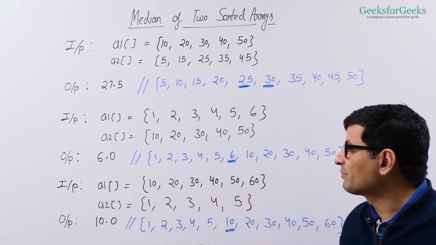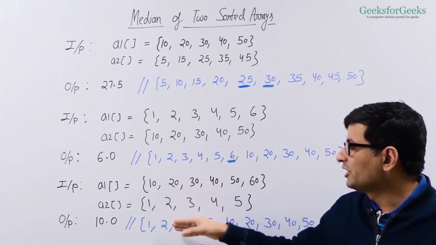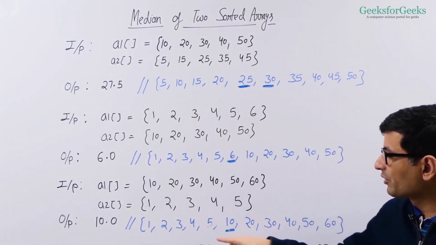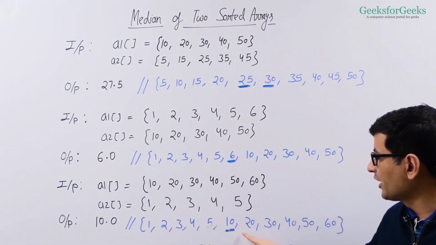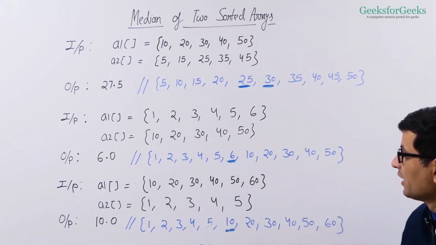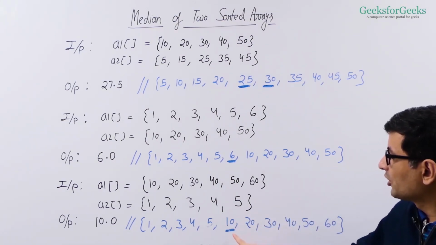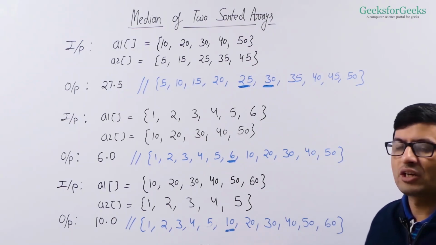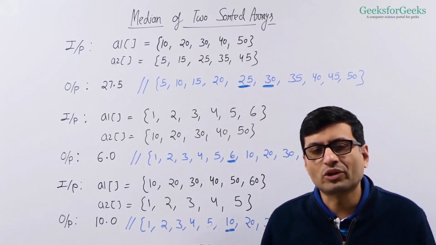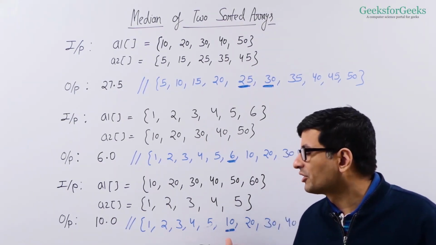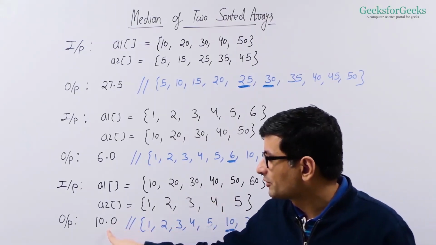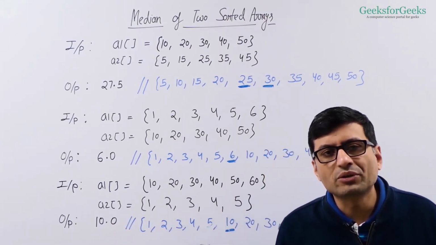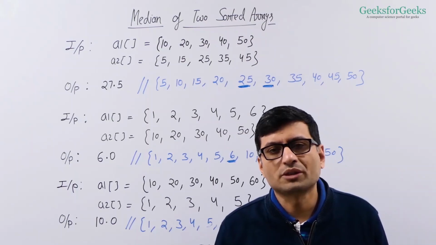Let's now see the third example. If we put all these elements together in one sorted array, we are going to get 1, 2, 3, 4, 5, 10, 20, 30, 40, 50, 60. And among all the elements, you have 10 as the middle element because there are a total of odd elements. You will have only one middle element, which is the median. So our answer for this input is 10.0. Now please pause this video and think of an approach to solve this problem.